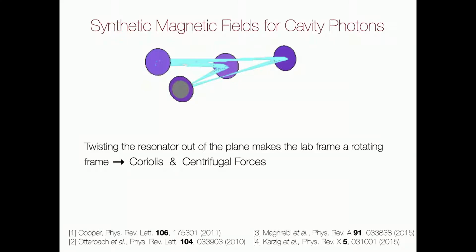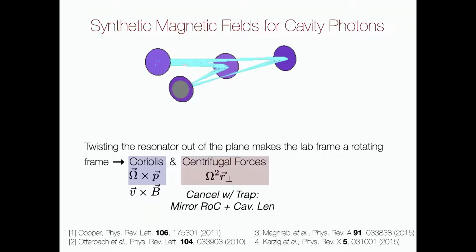What we know is that when we live in a rotating frame, we get Coriolis forces and centrifugal forces. This Coriolis force is omega cross P, which is V cross B. That's a Lorentz force. Great. So we've generated a Lorentz force for our photons. We've also generated this centrifugal force, which is like living on top of a bowl. It's a radially outward force that increases the further out you are. The idea is we can just compensate that with our harmonic trap, which we generated from the curvature of our mirrors combined with the length of our cavity.